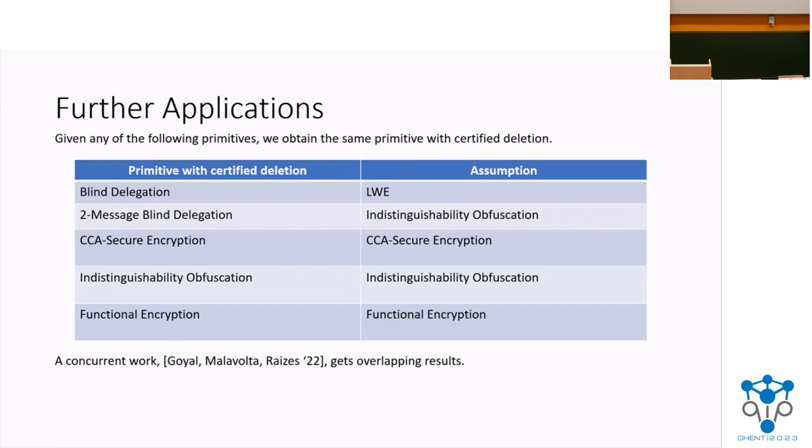Once we have these techniques, this leads us to a variety of applications. Given any of the cryptographic primitives on the left, we can compile it to add a certified deletion guarantee to it. What does this mean? Well, all of these primitives define security as a distinguishing game. They say that two scenarios are computationally indistinguishable. Our guarantee says, additionally, after deletion, those same two scenarios are statistically indistinguishable.